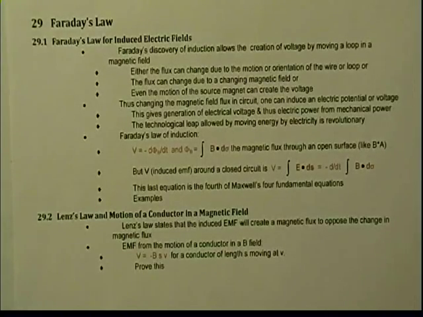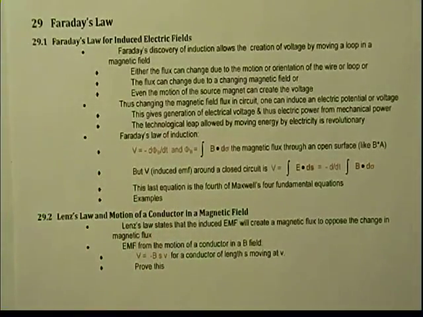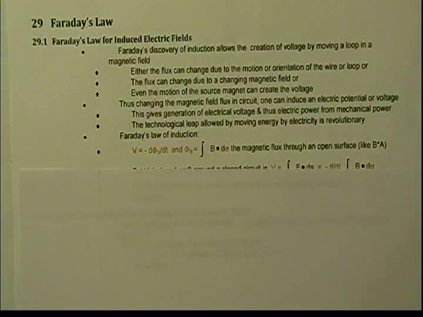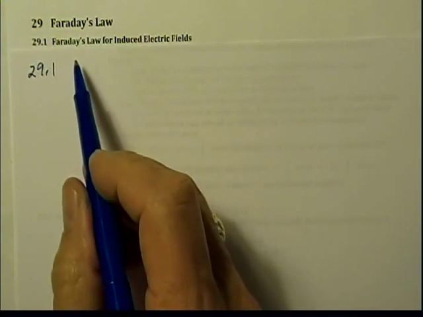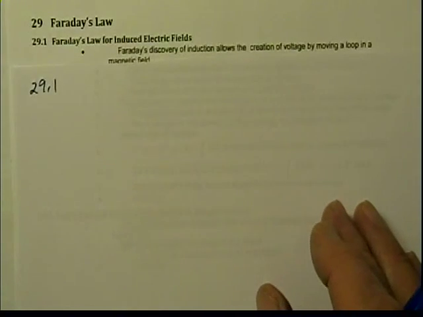We're now beginning the next chapter, chapter 29, which is on Faraday's law. This is, without a doubt, one of the most important and remarkable discoveries that came from the initial studies of electric and magnetic fields. Our first module, 29.1, discusses Faraday's law and how it came about in its discovery.